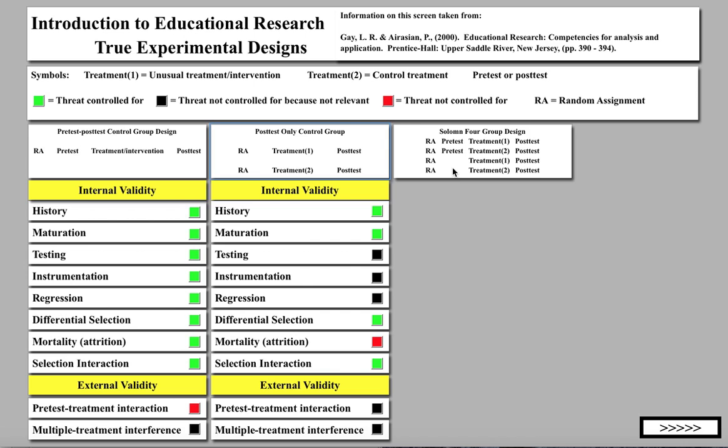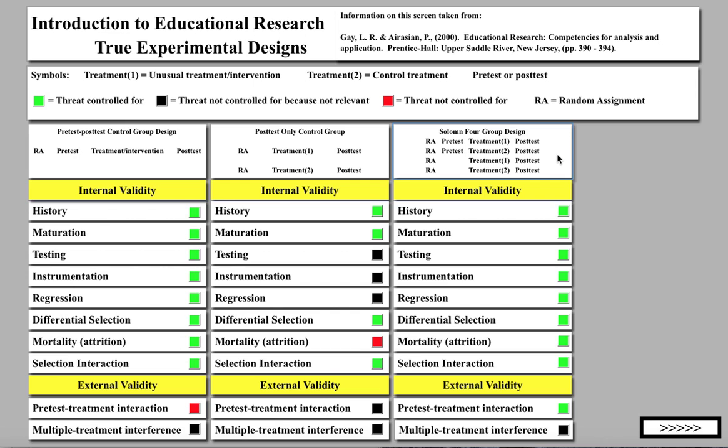And finally, in the true experimental, we have what's called the Solomon four-group design. Notice there are 4 groups, and we have random assignment in all of them. That's what makes it true experimental. So we have random assignment, and we pre-test. We have a treatment, and we post-test. We have random assignment, we pre-test. This is a control group, so there's no treatment, and we post-test. We have random assignment, no pre-test. We have a treatment and a post-test. Random assignment, no pre-test. Control group, so no intervention, and a post-test.